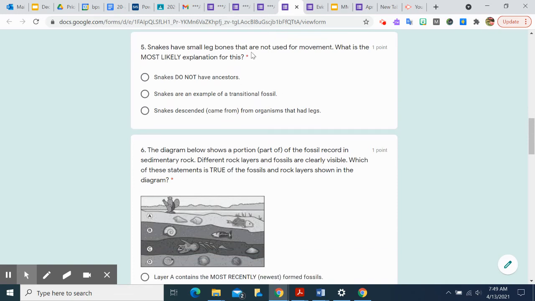Snakes have small leg bones that are not used for movement. What is the most likely explanation for this? Snakes do not have ancestors. Snakes are an example of a transitional fossil. Snakes descended, or came from, organisms that have legs. So what is the most likely explanation for snakes having small legs that are not used?